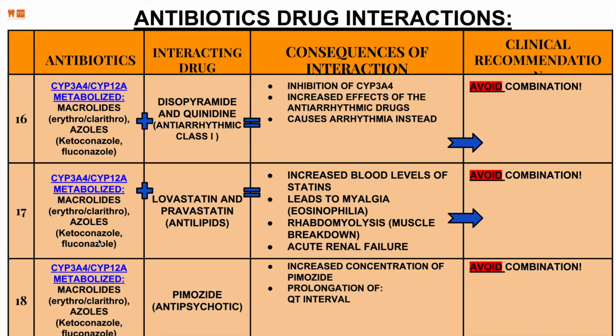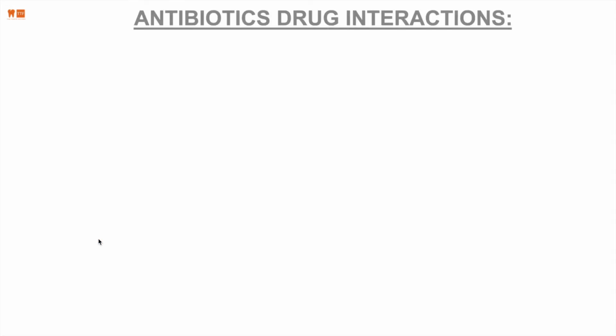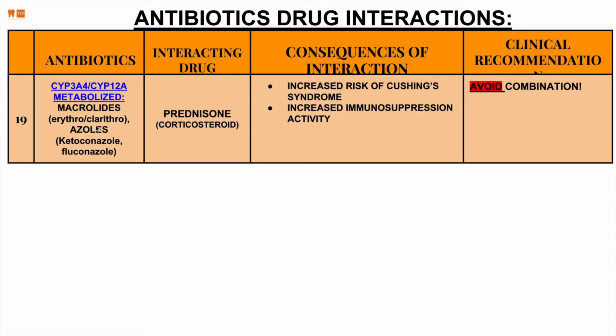Drug 18, same category with pimozide, which is an antipsychotic. Again, increased concentration of pimozide leading to prolongation of the QT interval. This is just a cardiac manifestation of this combination, so we must avoid this. Next category. CYP3A4, CYP1A2 metabolized macrolides and azoles mixed with prednisone, corticosteroids. Guess what this does? Same thing. It increases the risk of Cushing's syndrome and increases the immunosuppression activity, leading to us avoiding the combination.